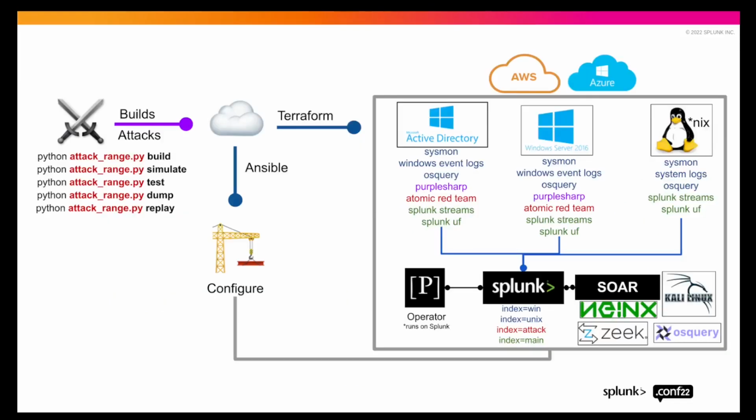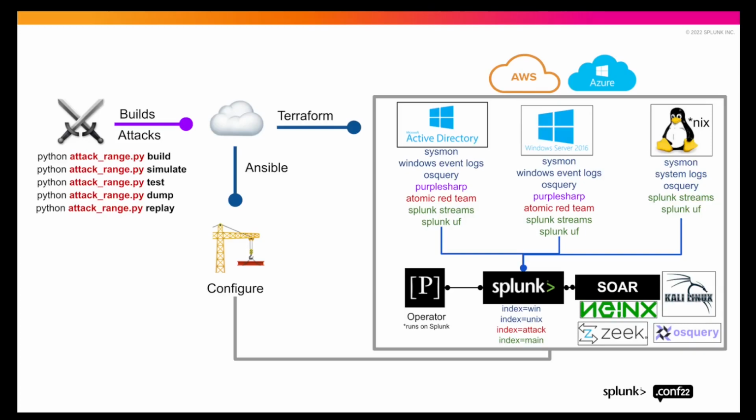Let's dig a little bit more into the Splunk attack range architecture. In more detail, on the left we have the different functions the Splunk attack range command line interface supports. They are building a range, build; simulating an attack, simulate; testing a detection, test; dumping the raw data indexed by an attack range, dump; and replaying a raw data set into the attack range, replay.